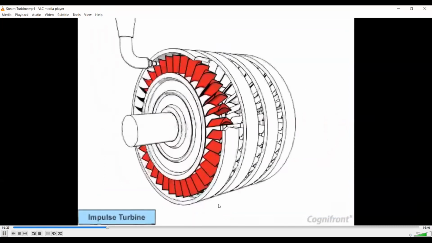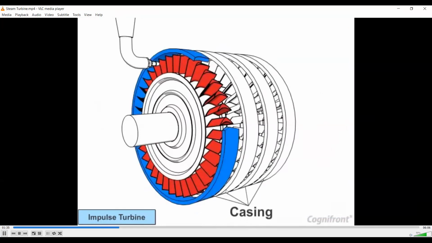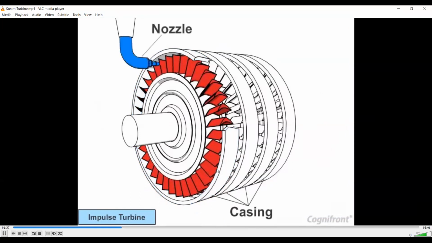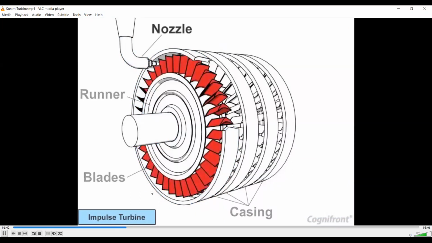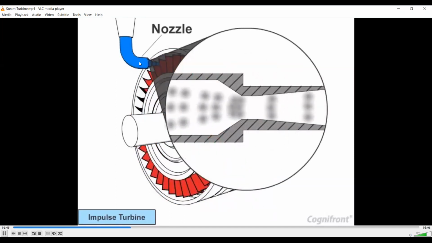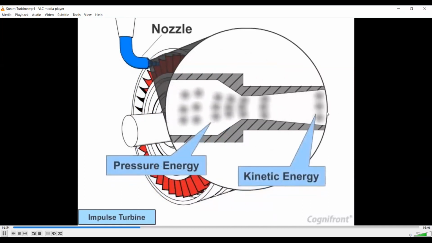Now let's see the impulse turbine first, the working of the impulse turbine. Now see the diagram first. So these are the blades. These are the various casings. This is the nozzle. This is the runner. And these are the blades. Now this is the nozzle, and now see how the steam flows through the nozzle. Here the diameter decreases and the steam exits at very high velocity.